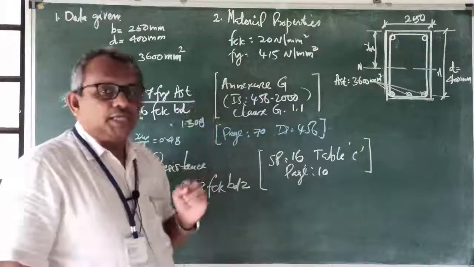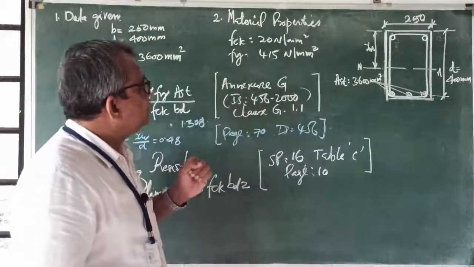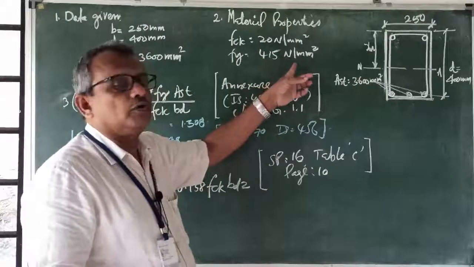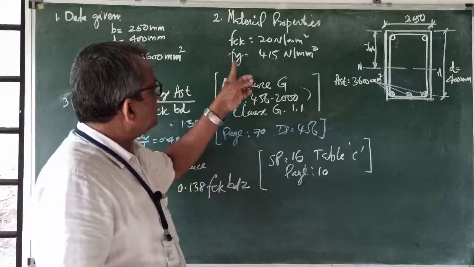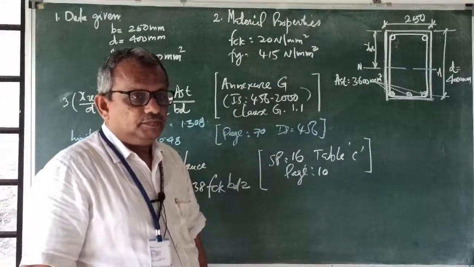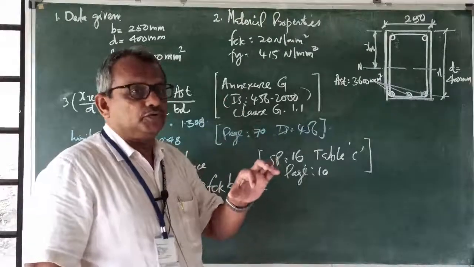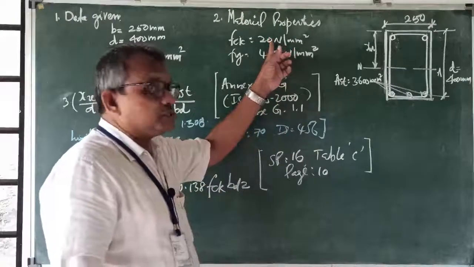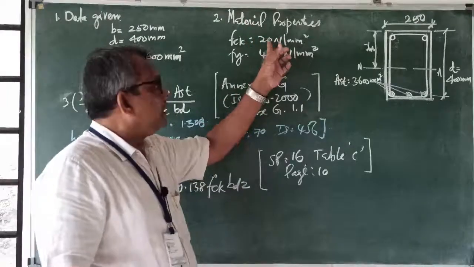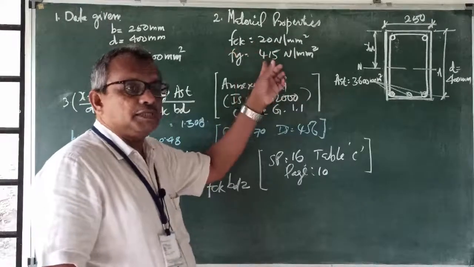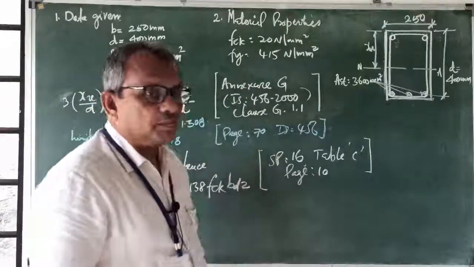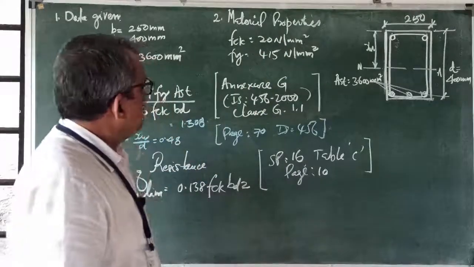The next material, the steel, is also given in the question. We use HYSD bars, Fe415 HYSD bars, high yield strength deformed bars. For that, the yield stress Fy is given as 415 Newton per mm squared. That is the yield strength of the steel reinforcement. This is the characteristic compressive strength of concrete. Because concrete is very rich to take compression, whereas steel is very rich to take the tensile stress. So these are the two materials given, and the properties are given in the question.